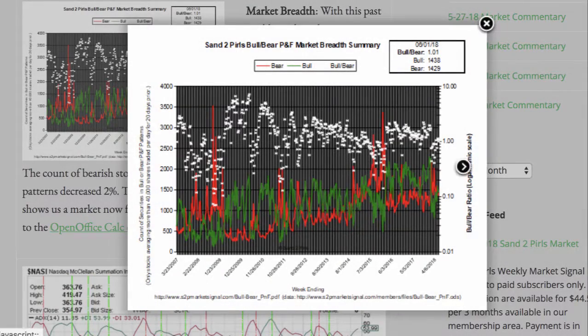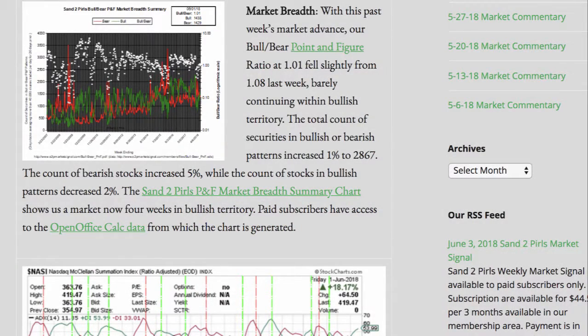Market breadth. With this past week's market advance, our Bull Bear Point and Figure ratio at 1.01 fell slightly from 1.08 last week, barely continuing within bullish territory. The total count of securities in bullish or bearish patterns increased 1% to 2,867. The count of bearish stocks increased 5%, while the count of stocks in bullish patterns decreased 2%. The Sand to Pearls P&F Market Breadth Summary Chart shows us a market now 4 weeks in bullish territory.